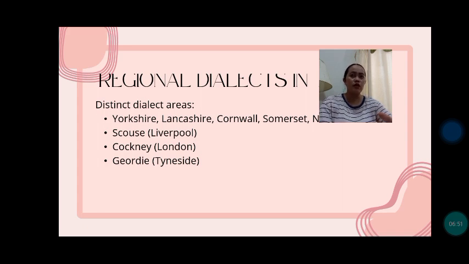Cockney speakers also use rhyming slang, like apples and pears for stairs or trouble and strife for wife. These creative uses of language strengthen local identity and humor.